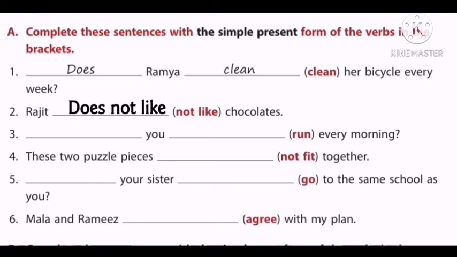Third one. Dash you dash every morning. In brackets you can see the verb run. This is a question because we can see the question mark at the end of the sentence. Here you can see the subject you. Then how do we start? Do you run or runs? Yes, it is run because it is you. So we'll start the sentence with do you run every morning? We use the base form of the verb.